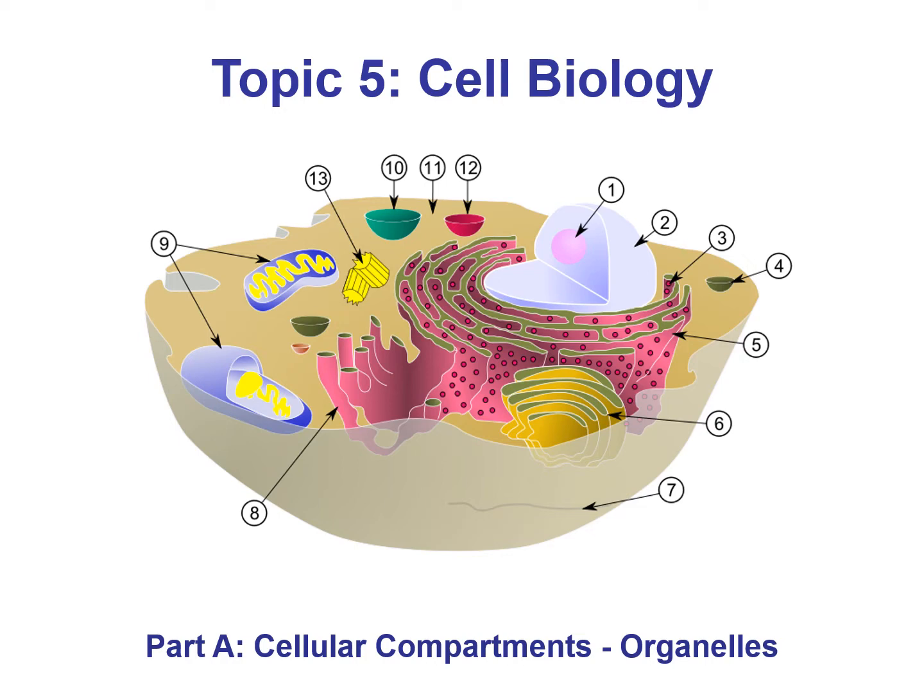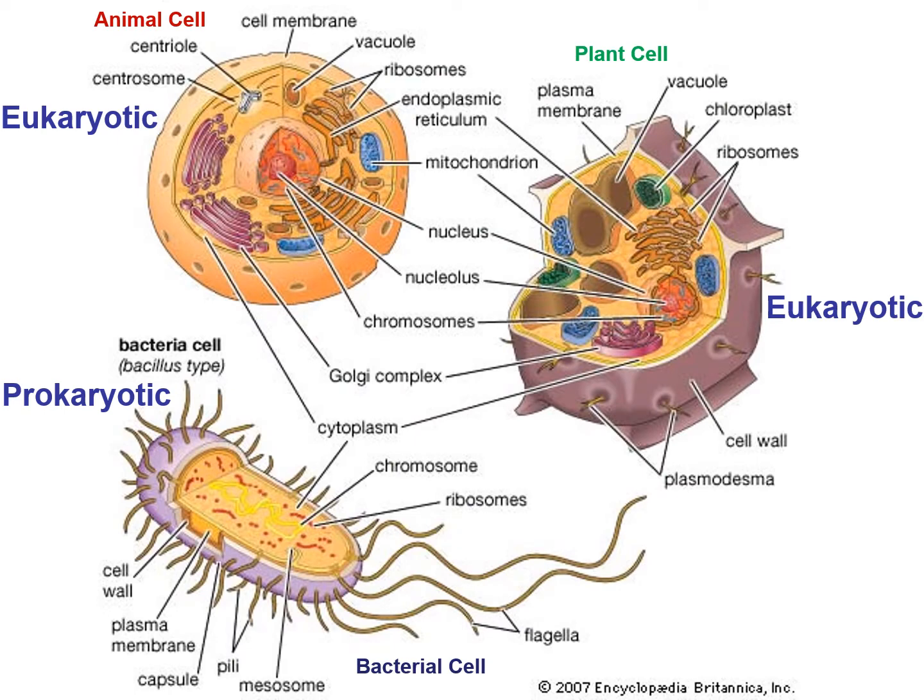Now hopefully you remember the names of all of these organelles, and hopefully looking at this diagram here you can name most of them and tell me a little bit about their function. But we're going to go through and look at each of these, and then I'll come back and look at this image again. We have two broad types of cells.